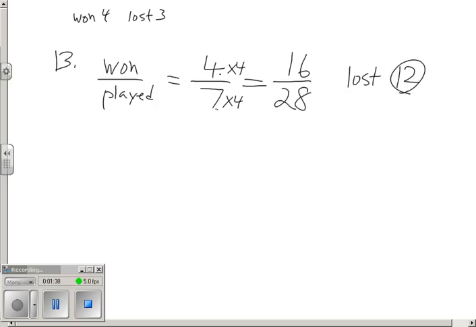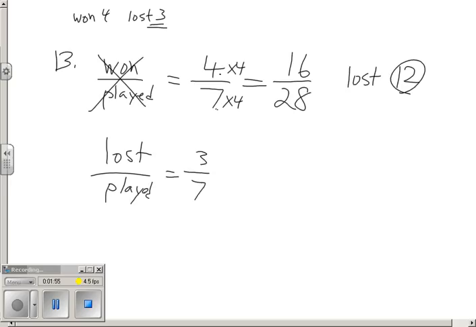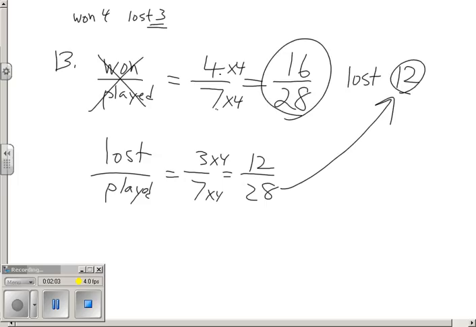Now one of my students in my other class, Jake McNeil, said, I did it a different way. And Jake's a very bright young boy, he said, well, they lost 3, so I didn't even start with this ratio. I started with lost to played. He started with 3 to 7, and then equals 28. And by multiplying it by 4, he was able to get 12 lost without even needing this ratio here. So Jake, you were very wise to do it that way.